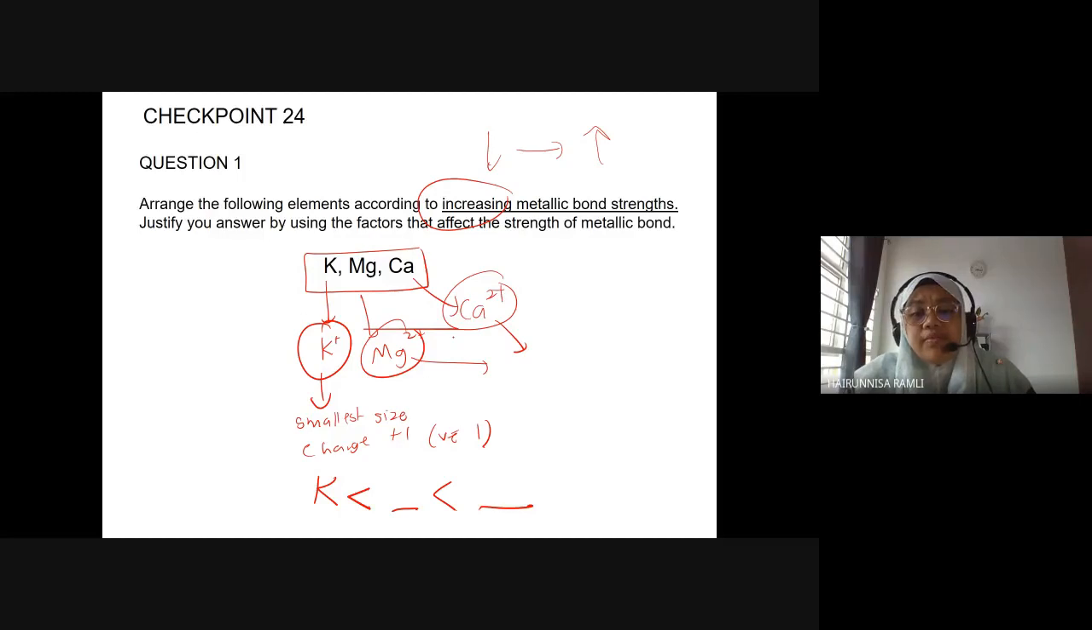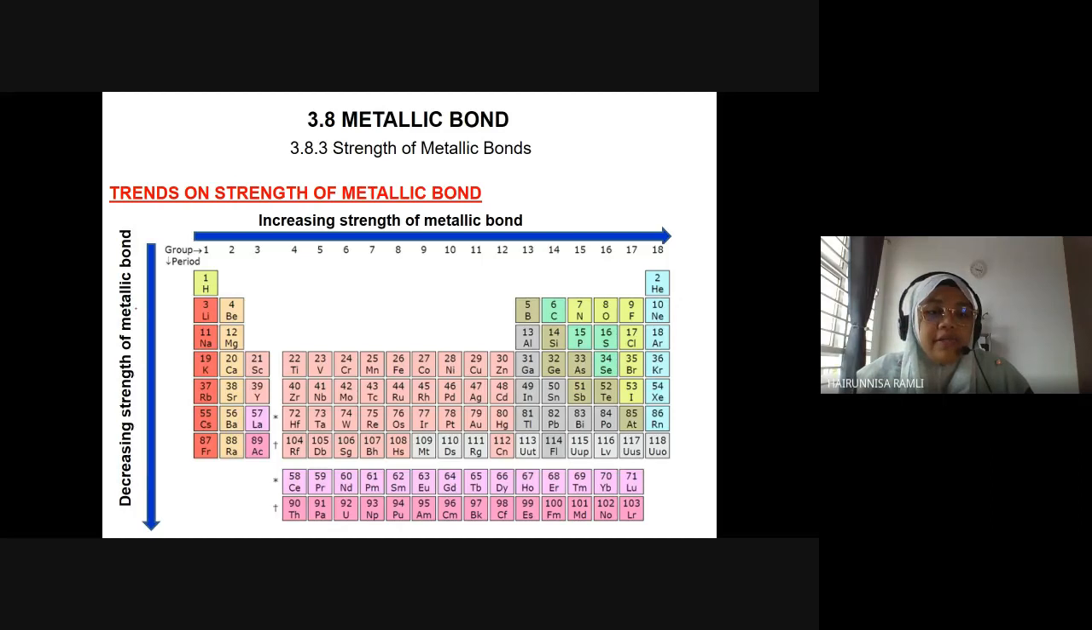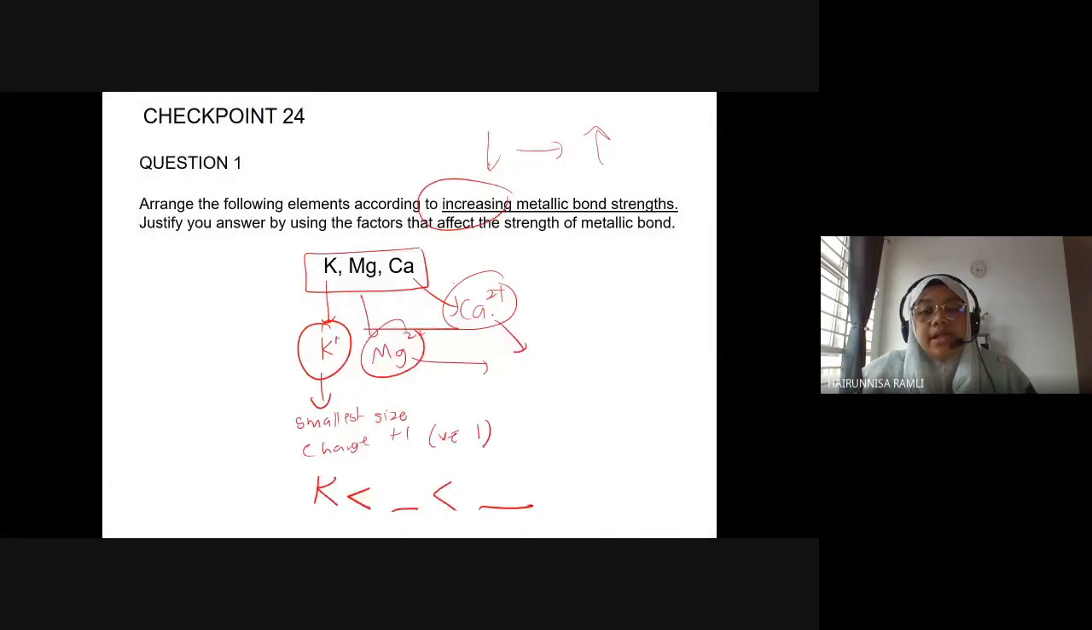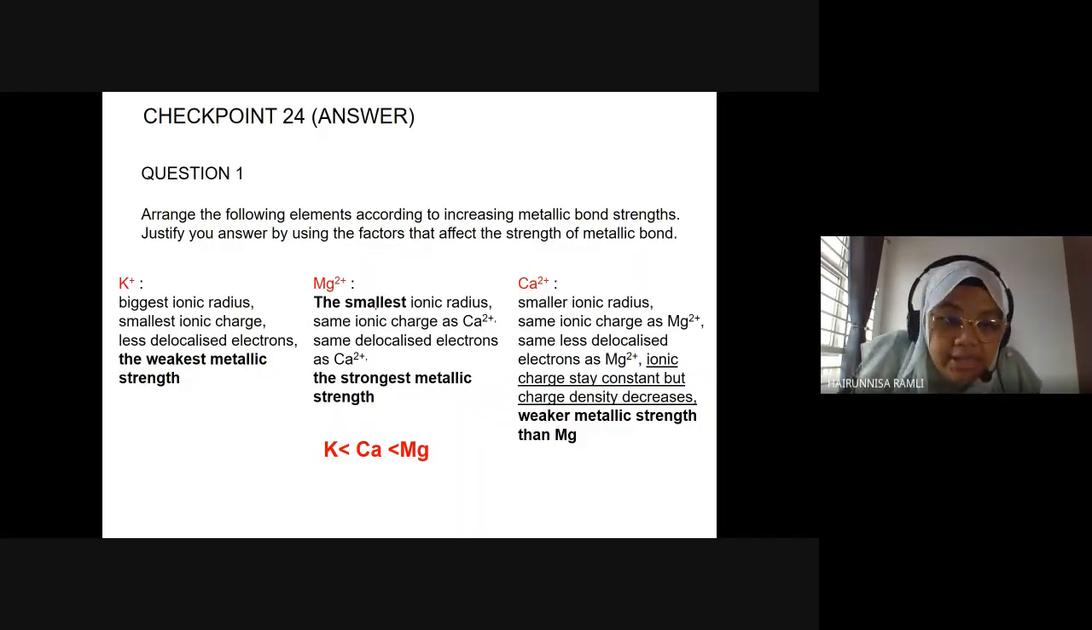Okay, between Mg2+ and Ca2+, because they are in the same group, now we can compare down the group. Okay, so we have Mg2+ and Ca2+. Lower down, decreasing strength of metallic bond. So which is lower? This one is lower, so you will put Ca first, then Mg. Okay. So for the justification, K+ you can mention the same as before. This is the biggest ionic radius with the smallest ionic charge, so less delocalized electrons. This is the weakest metallic strength.